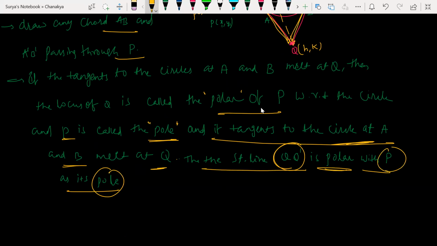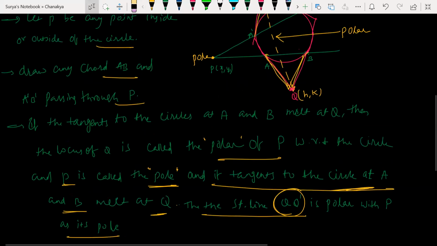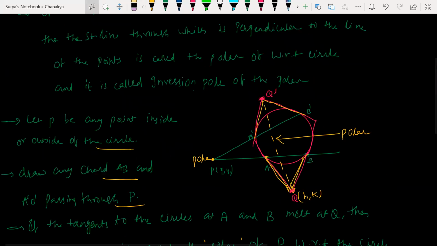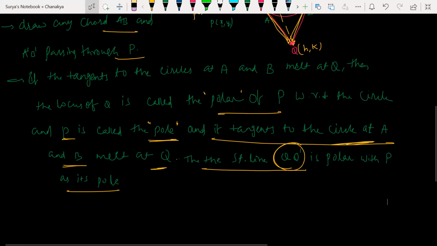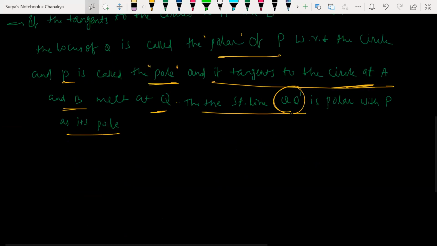P is called the pole here, and Q dash is called the polar. Understood or not? Getting my point? You understand? So just go and revise it. That's all. See, this is the basic definition.